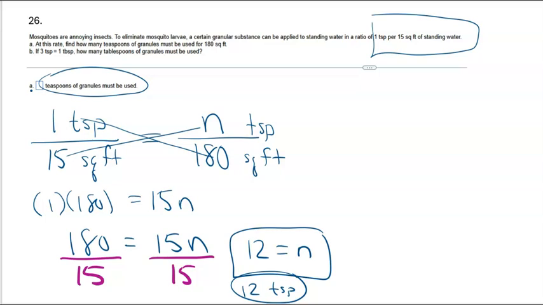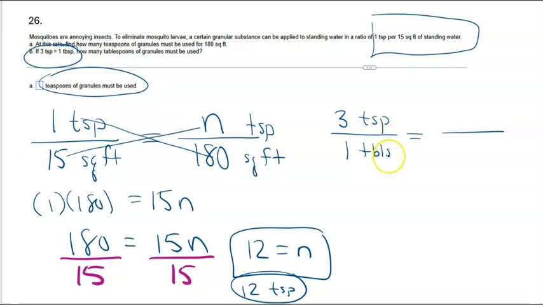Okay, now part B. It says if 3 teaspoons is equal to 1 tablespoon, then how many tablespoons of granules must be used? Okay, so let's write that down. So 3 teaspoons is equal to, you could do it this way, 1 tablespoon. That really is a ratio. I did it differently on another conversion problem we had a minute ago when we changed minutes to seconds. But this works too. 3 teaspoons, 1 tablespoon.